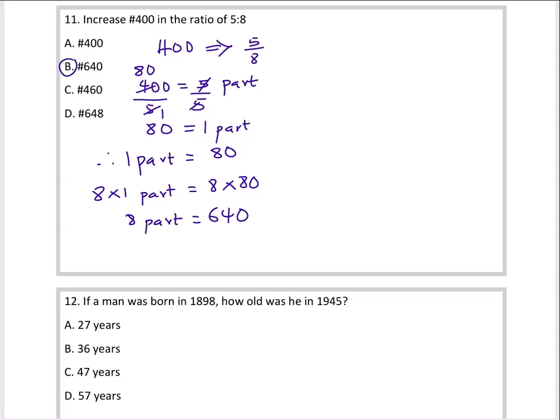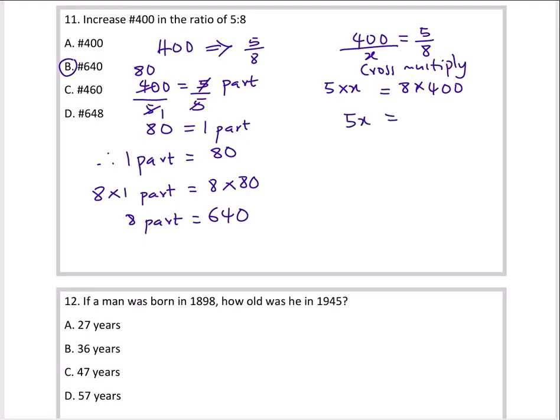But let's use another method. So let's say we have the 400 is equal to 5/8. Then we don't know what here is. Let's just call it x or any variable. So I'm using algebra now. So we can cross multiply to have 5 times x is equal to 8 times 400. Okay, so here is 5x. 8 times 4 is 32. I'll just add the 2 zeros. So that's how I do my multiplication to make it easy for me.